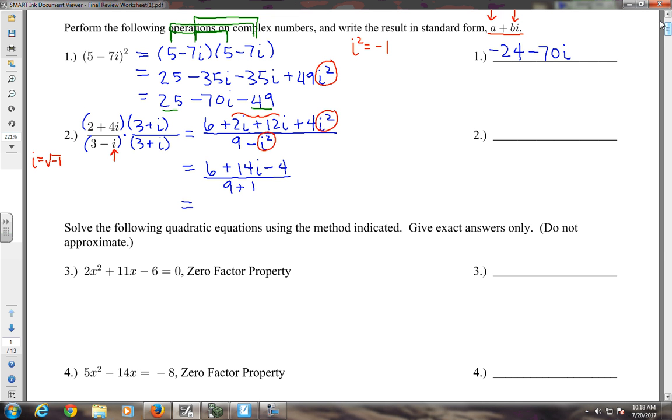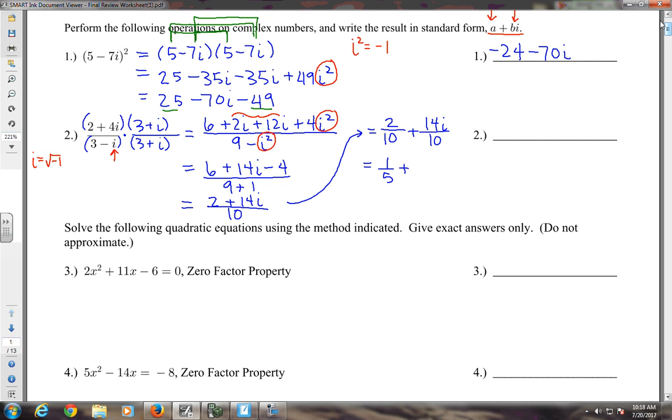Simplifying once again in the top, the real parts, 6 minus 4, give us a 2. We've got a 14i, and then 10 in the denominator. Now, you can look at that and anticipate that it needs to be reduced, but even more importantly, we need to separate the terms so that we can express the answer in standard form. So I'm going to take the first term of the numerator and give it the denominator, and the second term gets the same denominator. Then I can reduce the fractions individually.